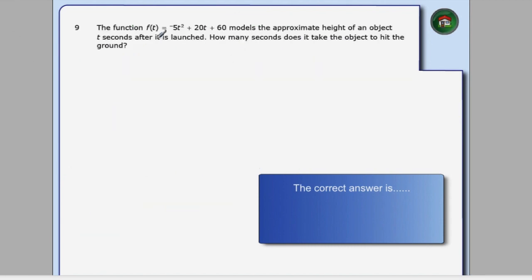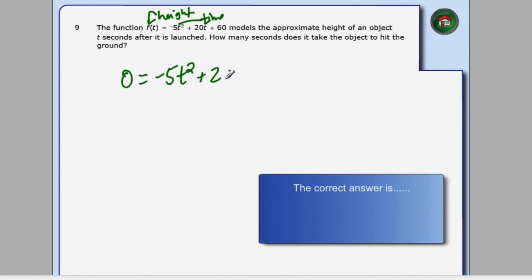All right. This function models the approximate height of the object t seconds after it's launched. How many seconds does it take the object to hit the ground? So if you think about this, this is going to be the height of the object, and t is the time. So I'm looking for when that hits the ground. So what I want to know is when my height is 0.